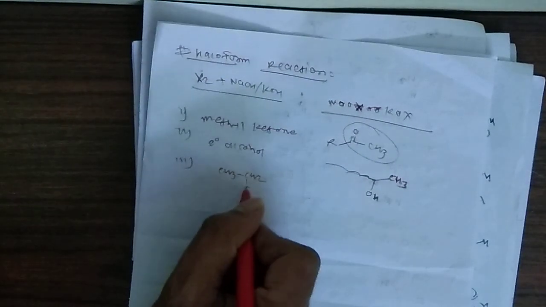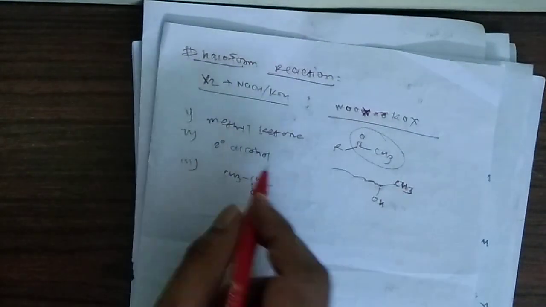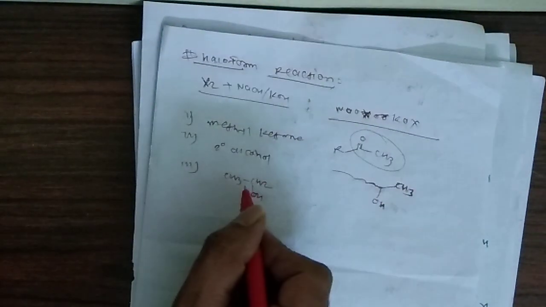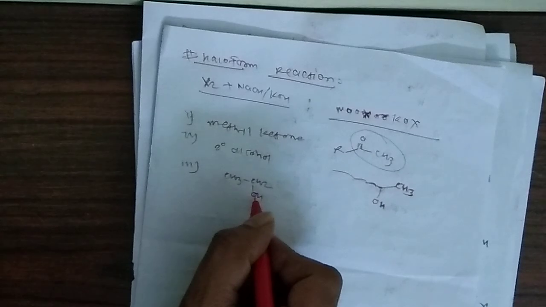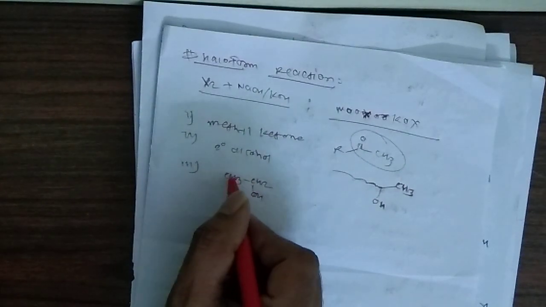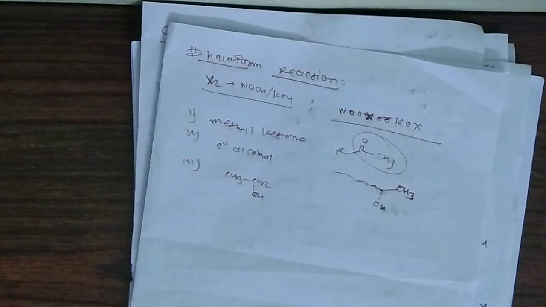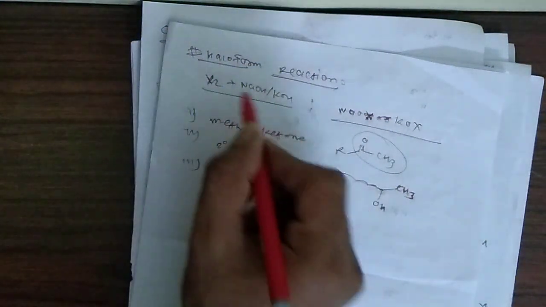Now the third one is the primary alcohol, that is CH3CH2OH. If you see here, it is similar because it has a CH3 at the adjacent carbon. The carbon which has the OH attached, the adjacent group should be CH3. So if these are the compounds and this reagent is mentioned, then go for the haloform reaction.